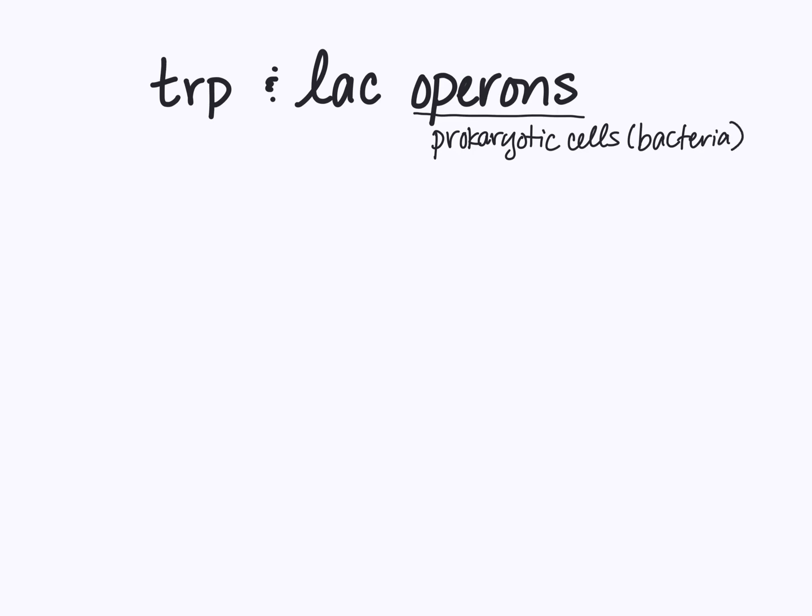And these are two different examples of operons. The first one, the trp operon: trp stands for tryptophan. Tryptophan is an essential amino acid. What this means is that it is an amino acid that is essential for the survival of the cell. So if the cell does not have tryptophan, it needs to be able to make tryptophan.